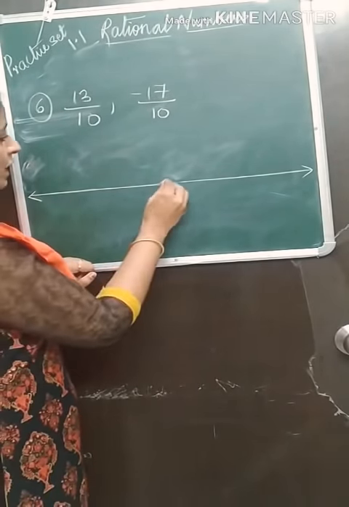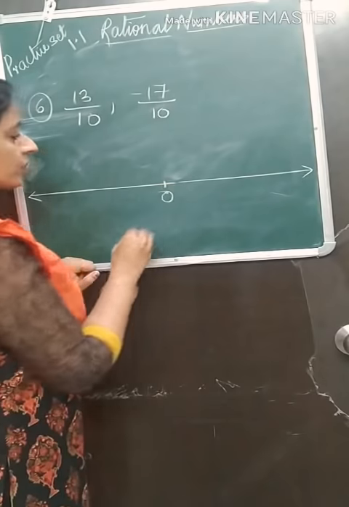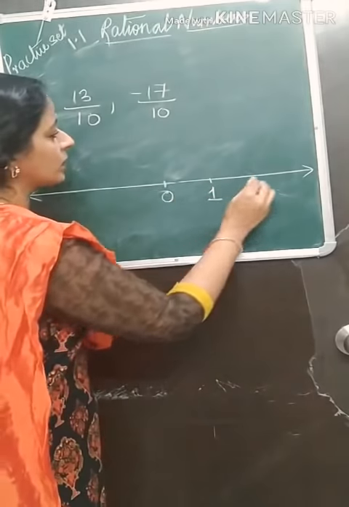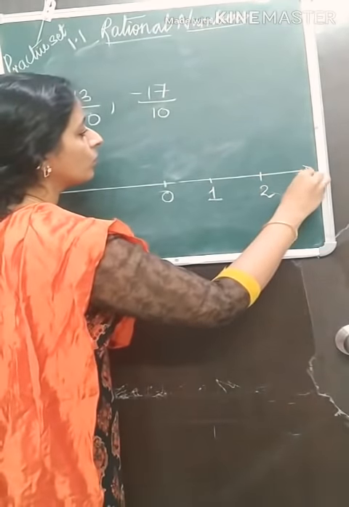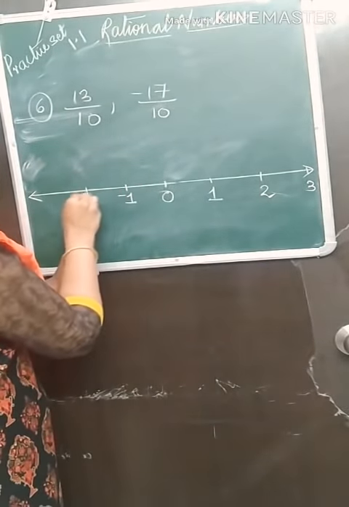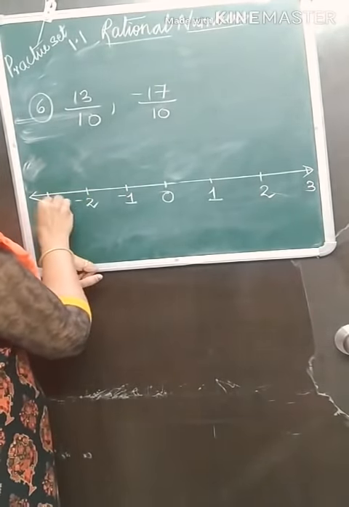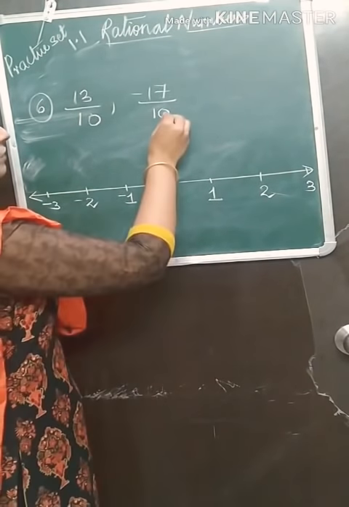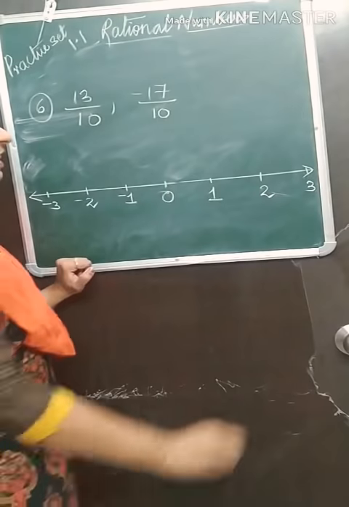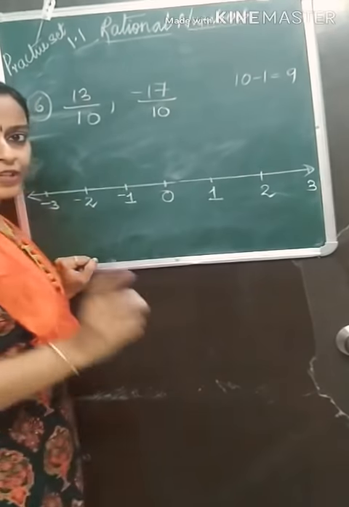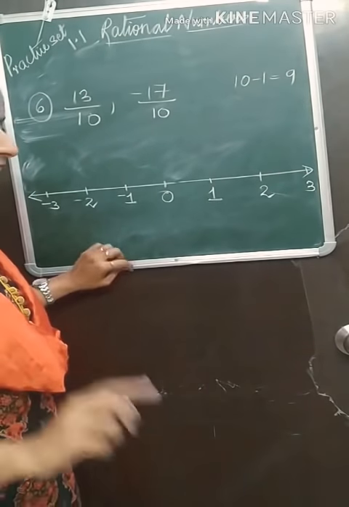So somewhere here I'll put 0. Okay. 1. Keep 2 centimeter distance. 2, 3. Minus 1, minus 2, minus 3. Okay, and so on. Now, here we have 10 as the denominator. So, 10 minus 1 means 9. How many dots will you put? You will put 9 dots.